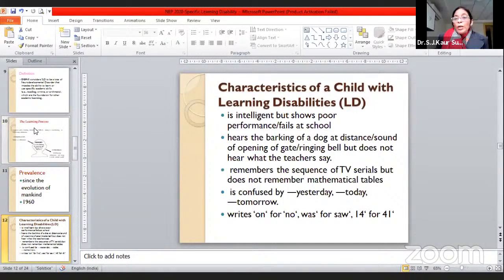Now, how do we recognize the child with learning disability? आप पहचानेंगे कैसे अपनी क्लास में as a teacher? Because most of us, those who are present here, are not special educators. So how will you recognize that?